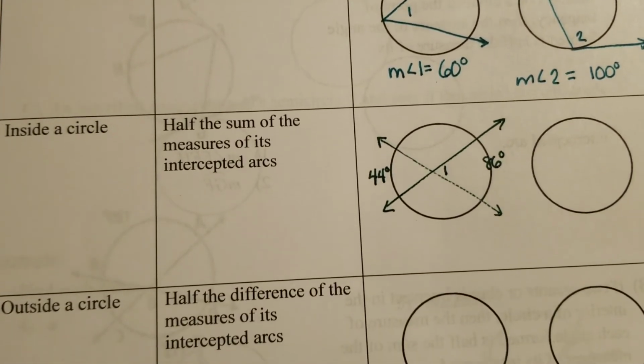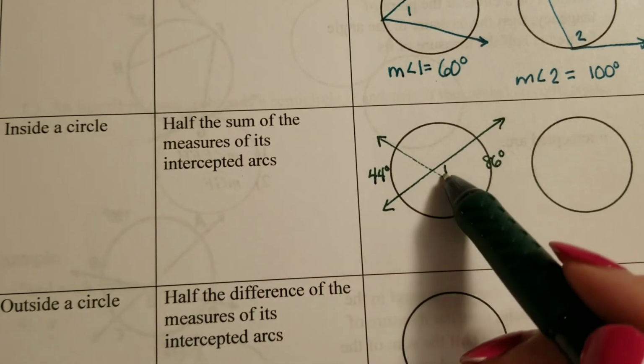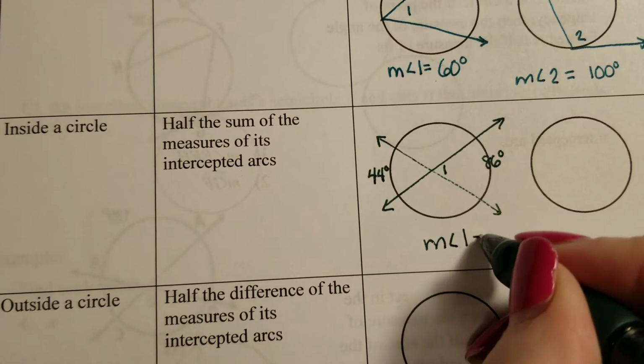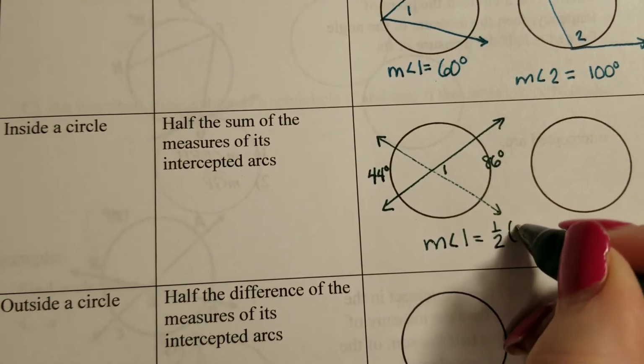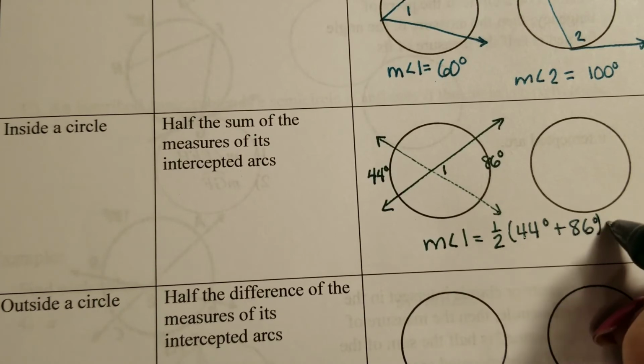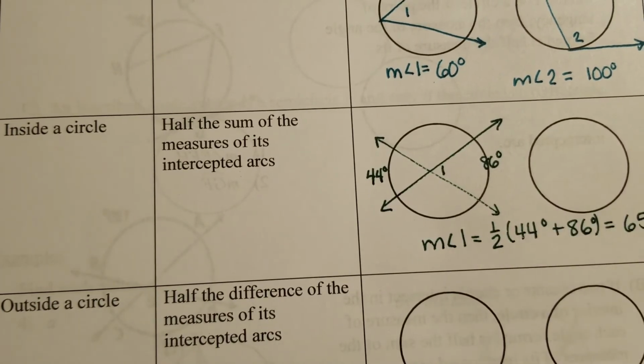On the inside of the circle, the angle is half the sum of the measure of its intercepted arcs. So this measure of angle 1 is going to be 1/2 of 44 plus 86. So that's going to be 65 degrees. Let's not do a second one on that.